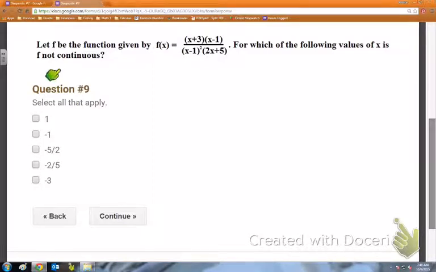So remember that f is not continuous wherever there's a vertical asymptote, wherever there is a hole, wherever there is a jump, those kinds of things. Because this is a fraction, we're looking for where the denominator equals 0.